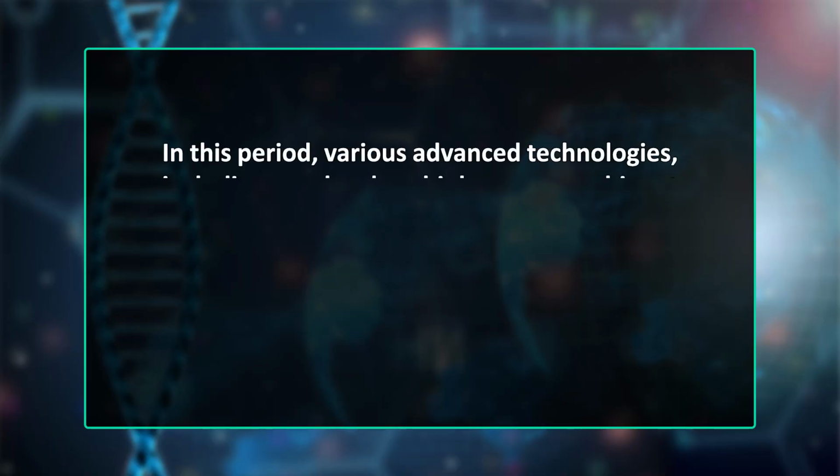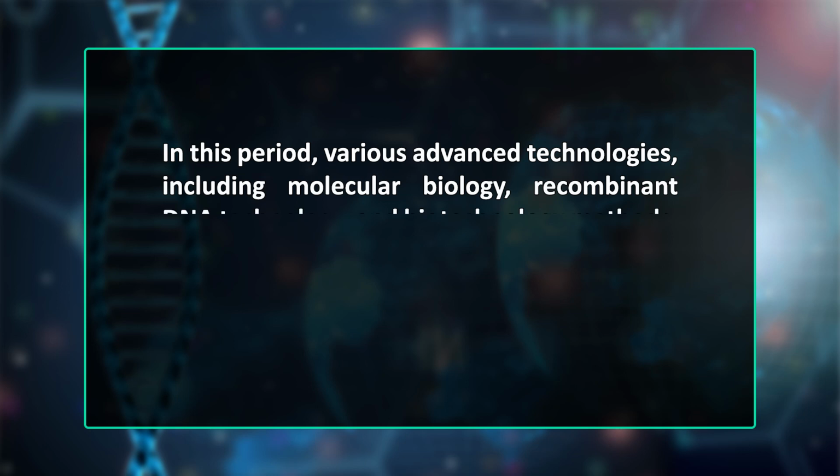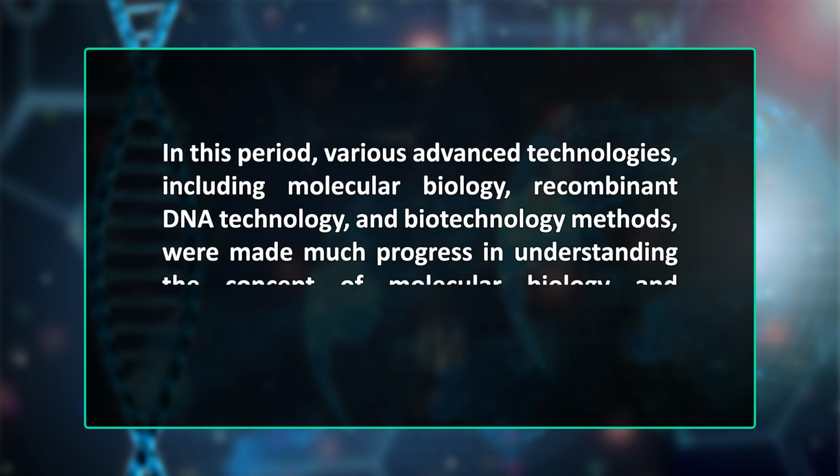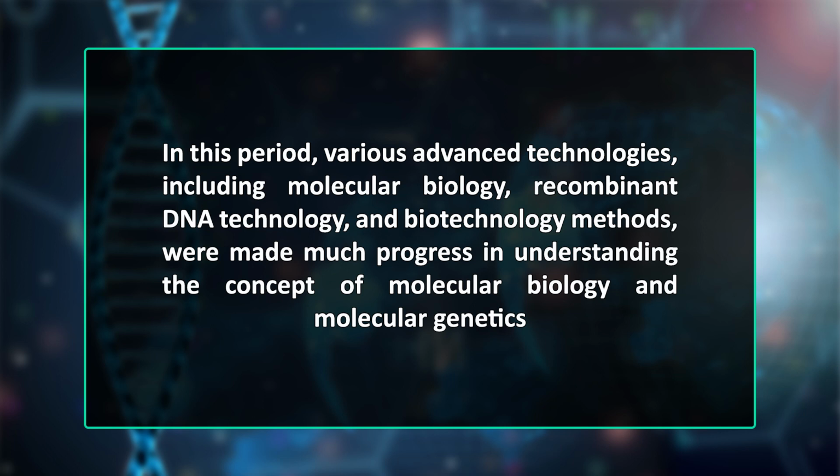Subsequently, studies in many organisms showed that the double-stranded DNA structure, replication mode, and the genetic code are the same. In this period, various advanced technologies, including molecular biology, recombinant DNA technology, and biotechnology methods, made much progress in understanding the concepts of molecular biology and molecular genetics. Now let us discuss some of the great scientists and their discoveries related to human genetics throughout the course of the evolution of human genetics.